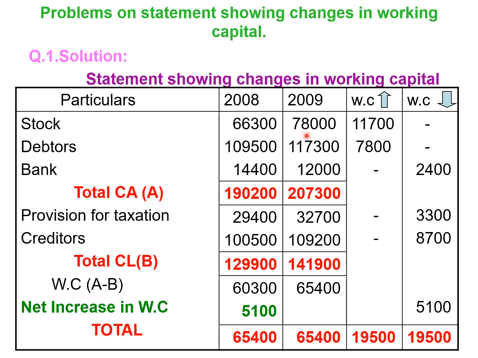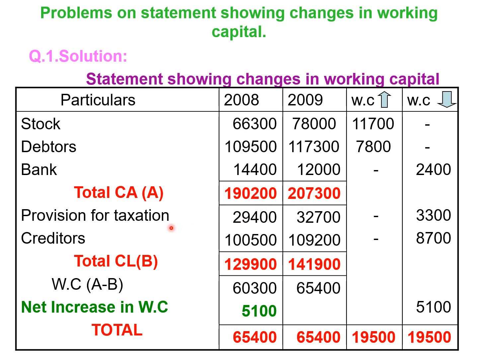So there are three current assets. Two current assets result in an increase. One current asset results in a decrease in working capital. So total current assets A: last year 1,92,200 and for the current year 2,07,300.